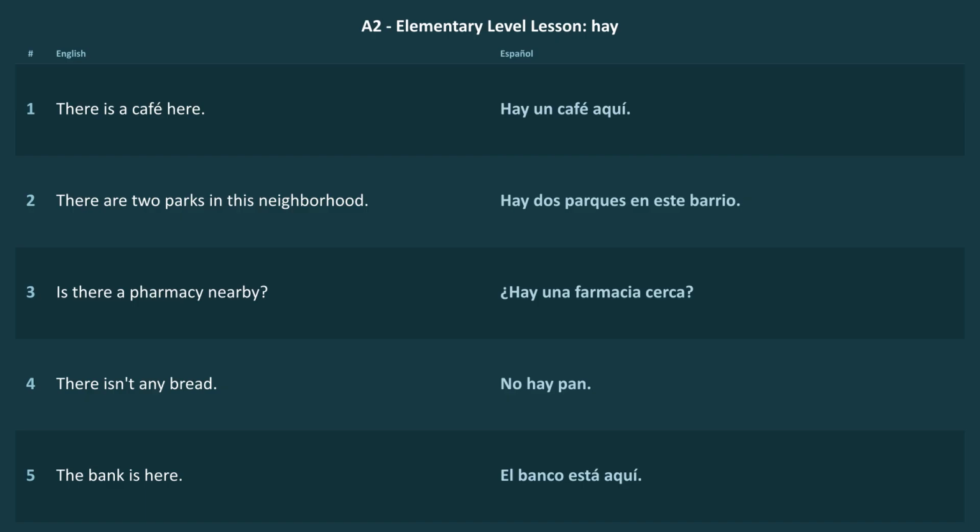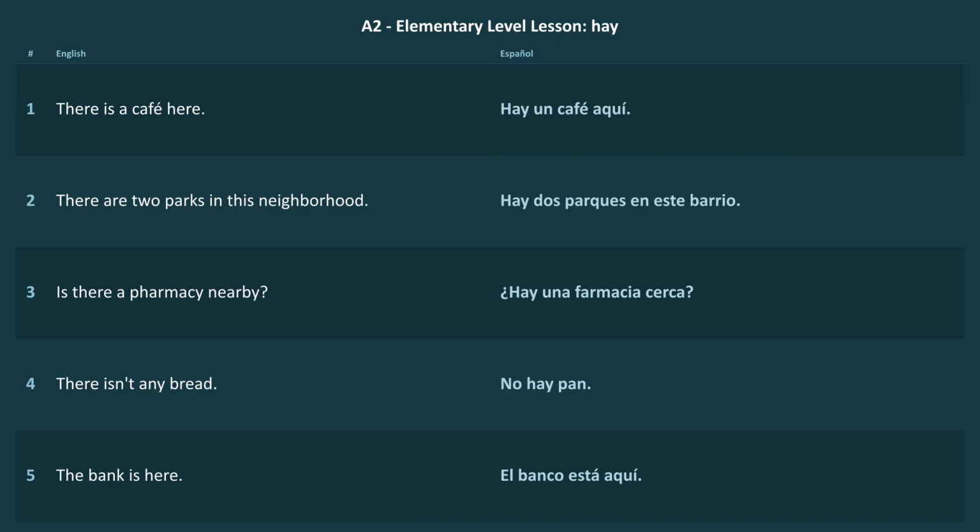Very good. Let's recap the big idea in a simple way. Hay means there is or there are. Use it to say something exists. Use it for singular and plural. Use it in questions, ¿hay?, and use no hay for negatives. Use está or están when the thing is already known and you want to say where it is. So, hay una farmacia. There is a pharmacy. La farmacia está aquí. The pharmacy is here.